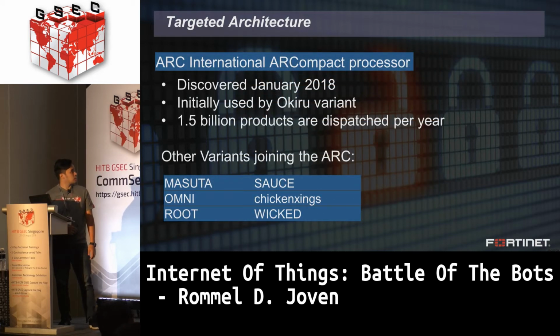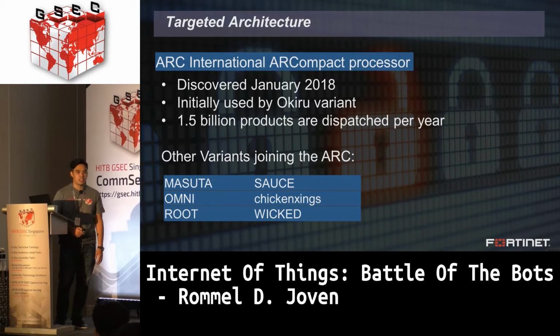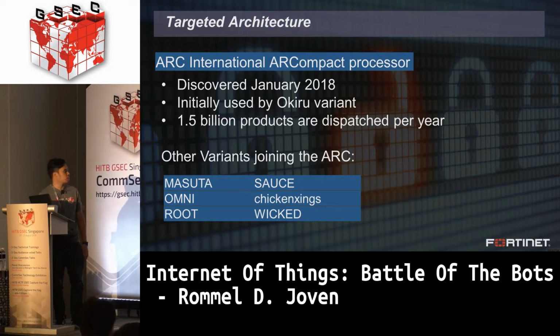Then next, not only do Mirai variants add exploits to their arsenal, they also want to target more devices. So by doing this, it adds a new architecture to target. This is the International Arc Compact Processor. This was discovered in January 2018, just this year. It was initially used by the Okiru variant. And this was quite big news since around 1.5 billion products are dispatched per year using this processor. So if Okiru could infect just a portion of these devices, it could be a big botnet.